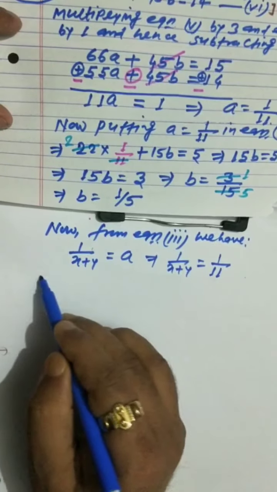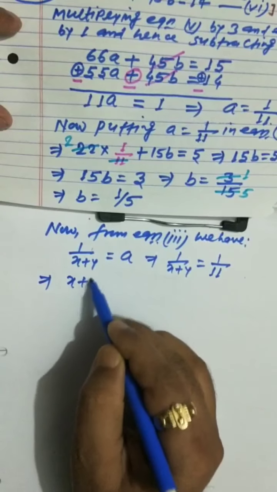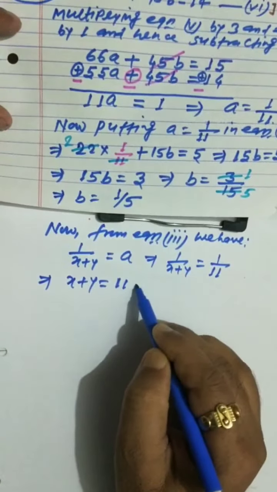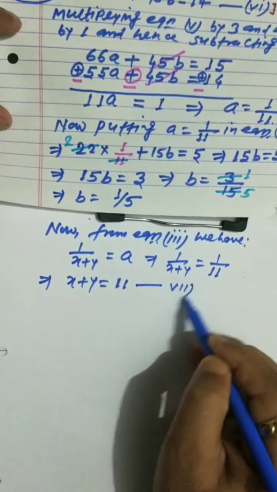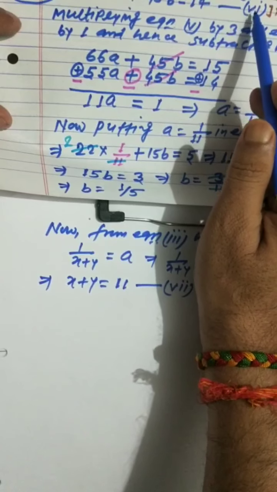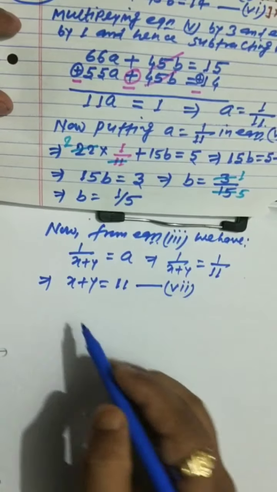Now cross multiply it. So x plus y multiplied by 1 will be x plus y is equal to 11 multiplied by 1 will be 11. So this is your equation number 7. As we have supposed the last equation was equation number 6, so it will be equation number 7.